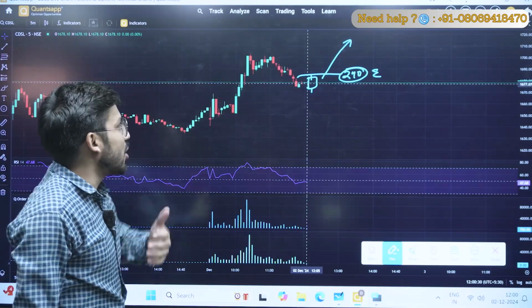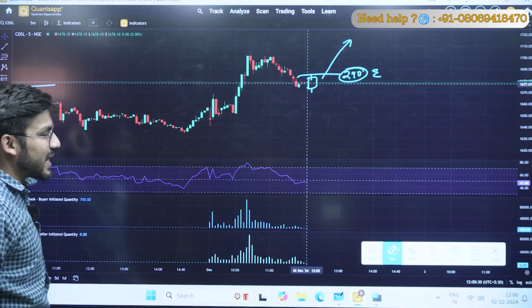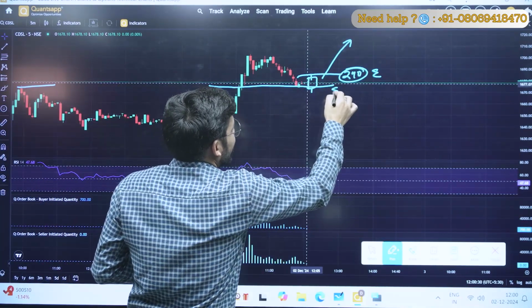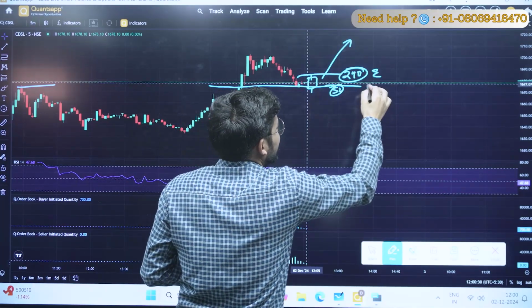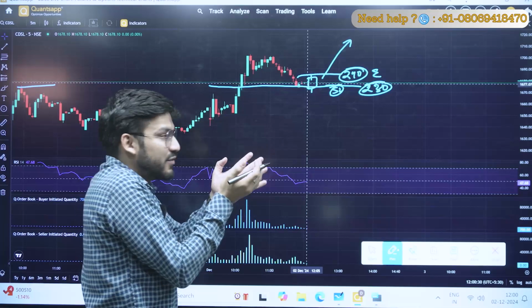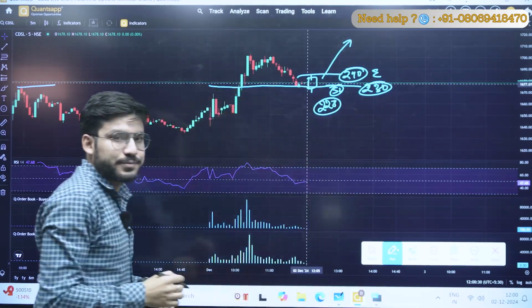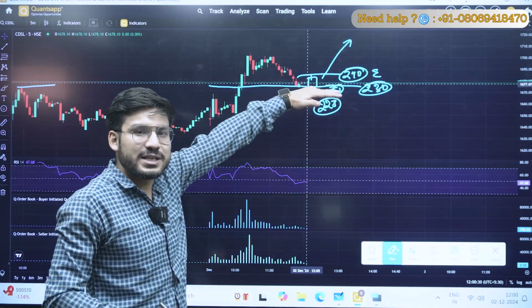Now for the stop loss, this was my resistance, and currently it is acting as my support, so that support will be my stop loss. Suppose the support is at approximately 230. I will take some leverage here, and I will place my stop loss at 228. Right, so this is how you have to take the entry, and this is how you have to place your stop loss.